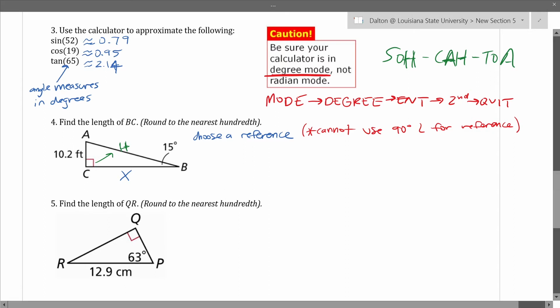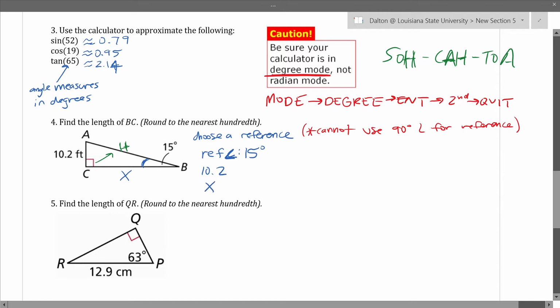I am going to choose 15 degrees just because it is there. It's the given angle. If you wanted, you could subtract 90 and 15 from 180 and get angle A and use that as reference. That would be just as fine. Okay, from my 15-degree angle, I want to ask myself, what do I have? I have 10.2, and I'm looking for X, right?